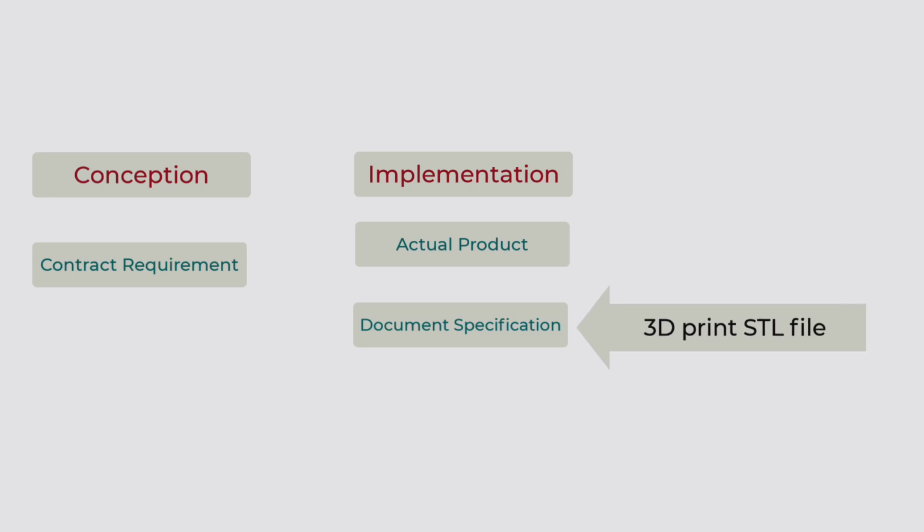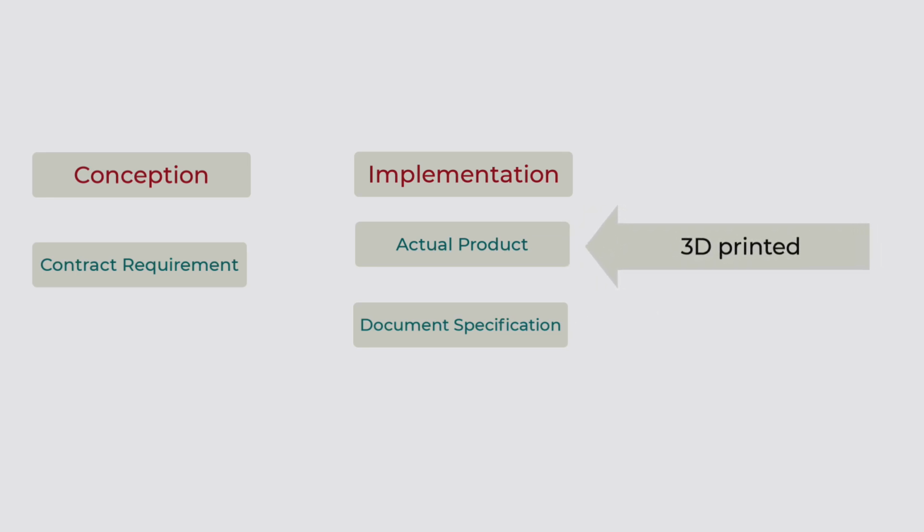Viewing the STL file provides a visual representation of the product. Once it is 3D printed, we will have the actual tangible product in our hand. Since we now have both the product documentation and the physical product, we can consider the implementation phase complete and move on to the next phase.